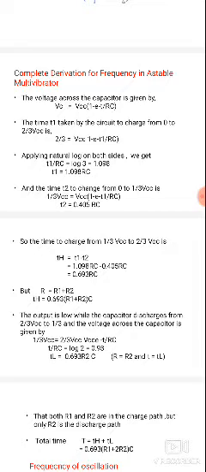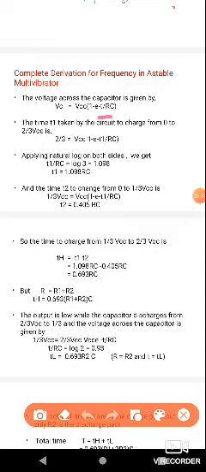First, the voltage across the capacitor is given by Vc equals Vcc into 1 minus e power minus t by RC.